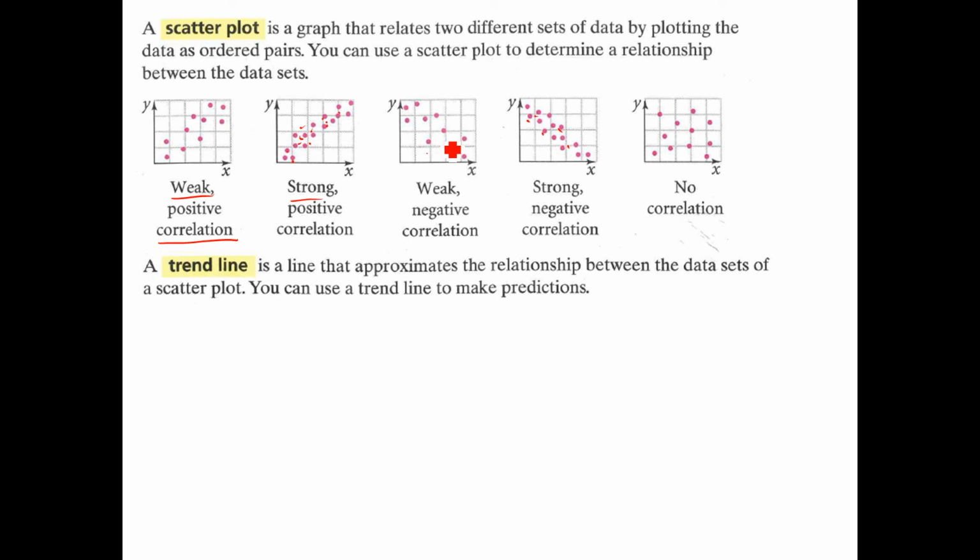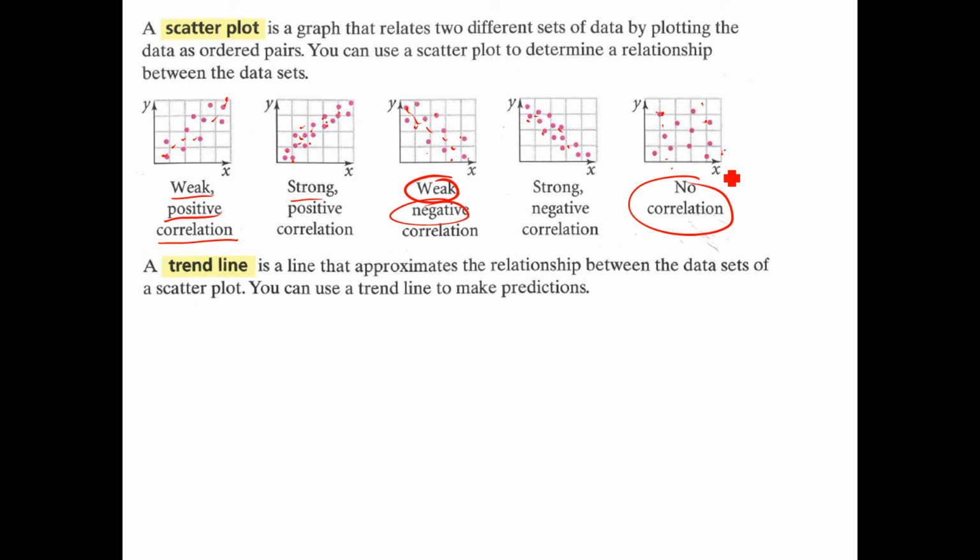And then weak is if they're kind of spread out, spaced apart, right? There's not a tight grouping. Positive means that they're kind of trending up. Negative means they're trending down, right? So we're looking for strong versus weak, and then positive versus negative. And then we might have one where the dots are just all over the place. There's no kind of pattern going on, so there's just no correlation at all. So correlation is your pattern between the x's and the y's.